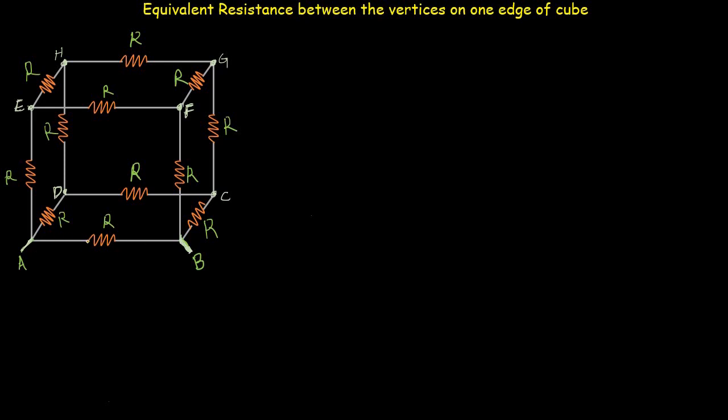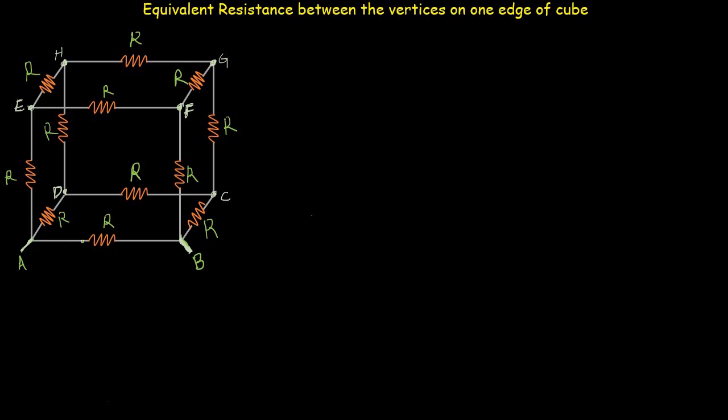So for simplification purposes, I already gave names to these nodes, which are E, H, G, F, C, and D. And we will be solving this network by using the rules of symmetry and equipotential. So we have already discussed in the previous video lectures what symmetry is in complex circuits.